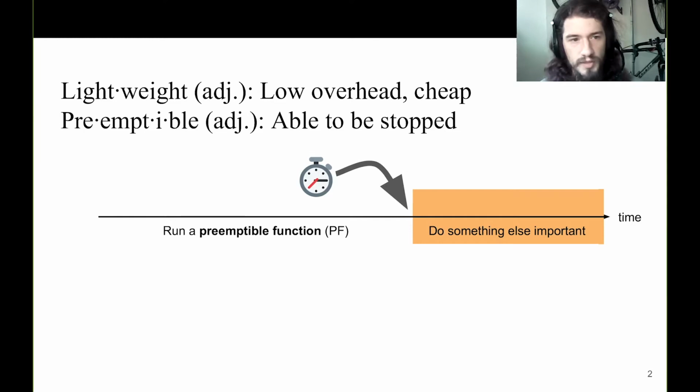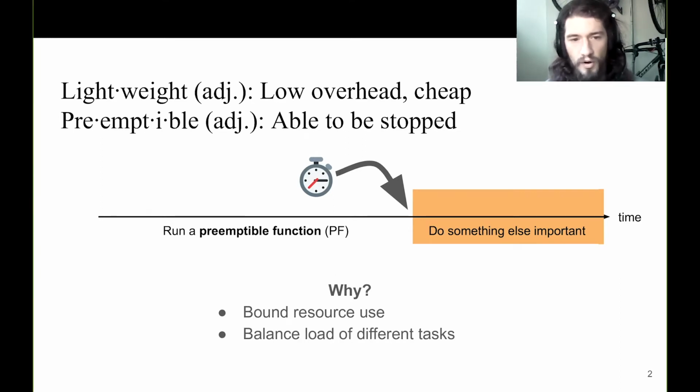And ideally, this mechanism would be lightweight, that is, low overhead and cheap, and it would run the preceding code preemptibly. That is, it would be able to interrupt it at any arbitrary point. Some reasons this might be useful are to bound the resource use by the application, balance the load of different types of tasks on the system, or meet a deadline, such as in a real-time system. In this talk, I'll focus mostly on the latter use case, but our findings are relevant to the other ones as well.